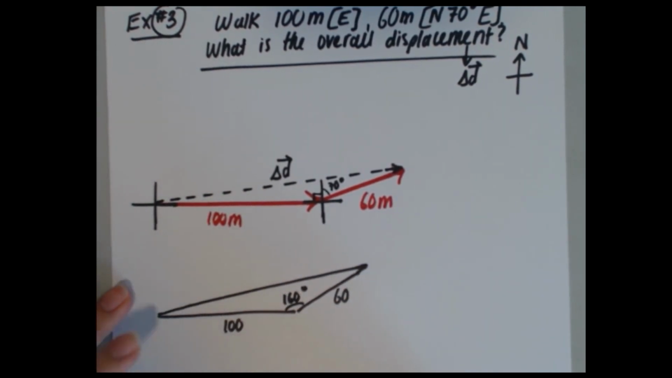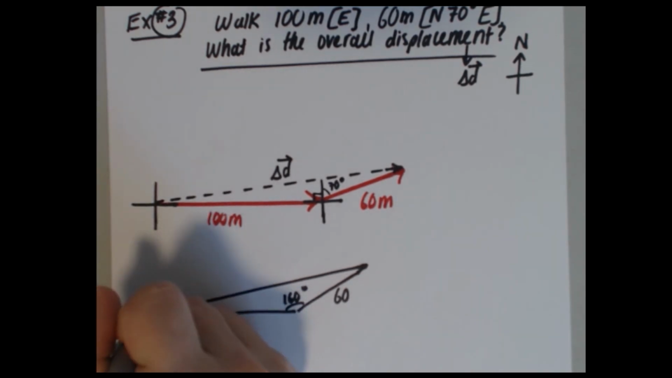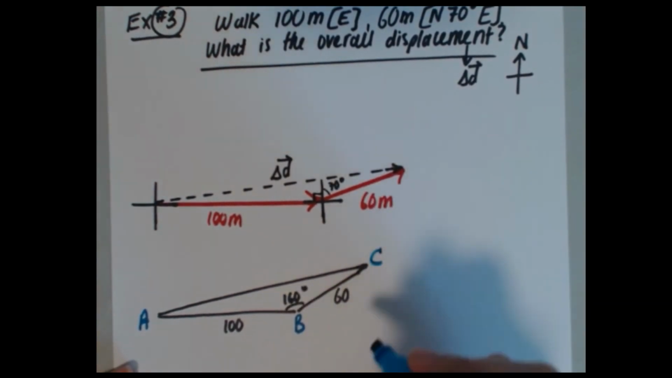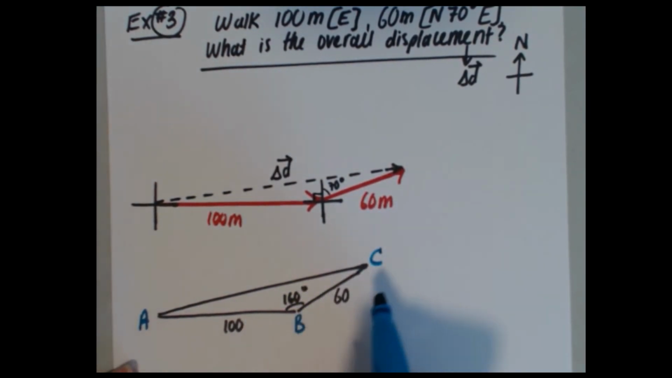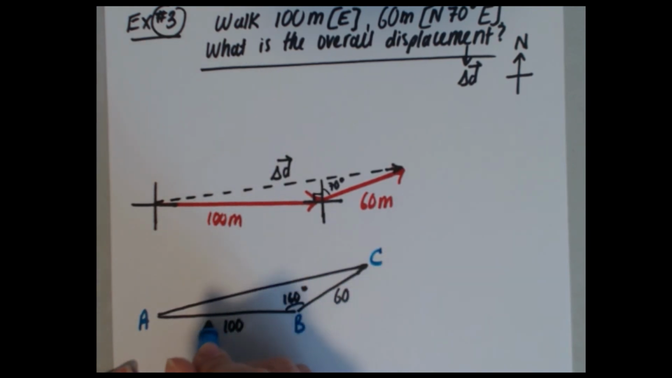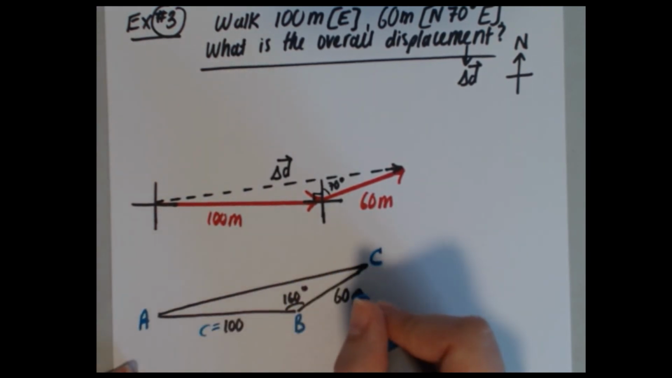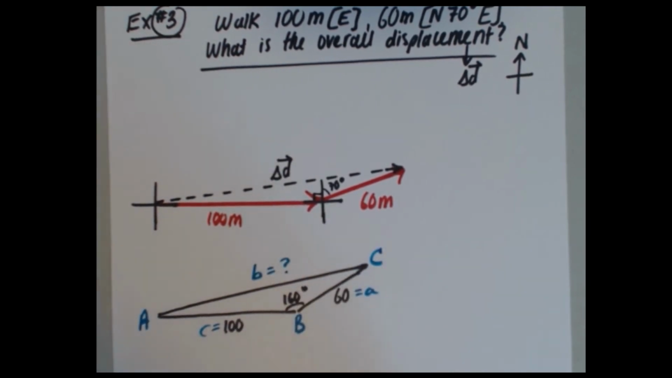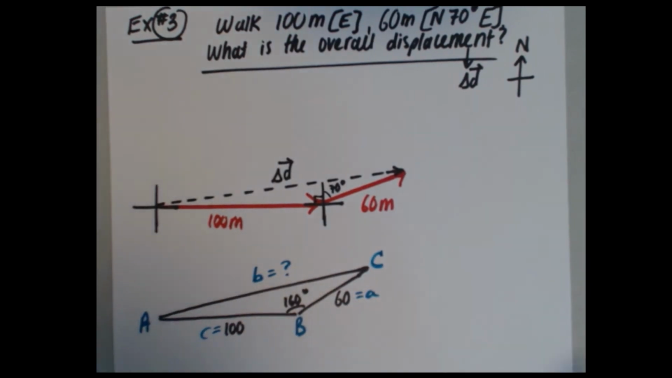The reason I do this is because now I can label my triangle. The corners get capital letters, so let's say A, B, and C, and the corresponding opposite sides get the respective lowercase letters. So little c is 100, little a is 60, and we are looking for little b. What you have here is a side-angle-side. If you remember that from grade 11 math, that means we have to use the cosine law.